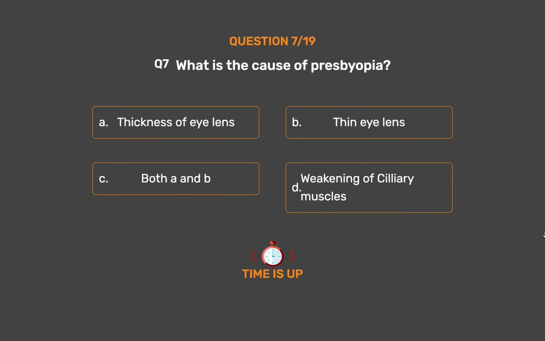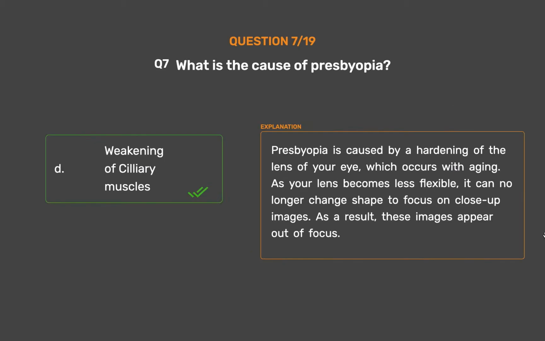The correct answer is Option D. Weakening of ciliary muscles. Presbyopia is caused by a hardening of the lens of your eye, which occurs with aging. As your lens becomes less flexible, it can no longer change shape to focus on close-up images. As a result, these images appear out of focus.